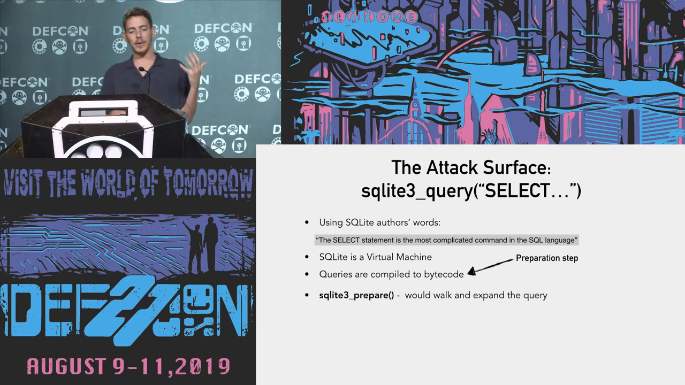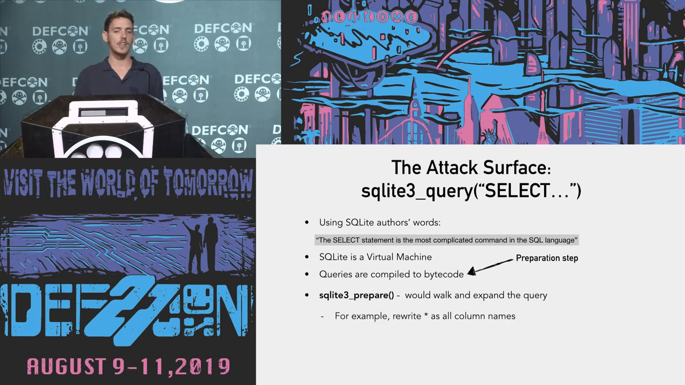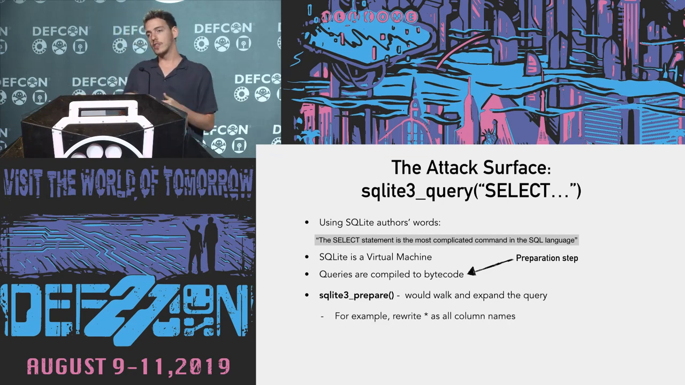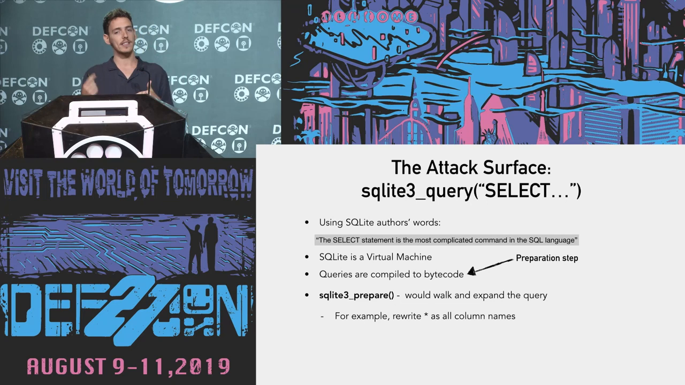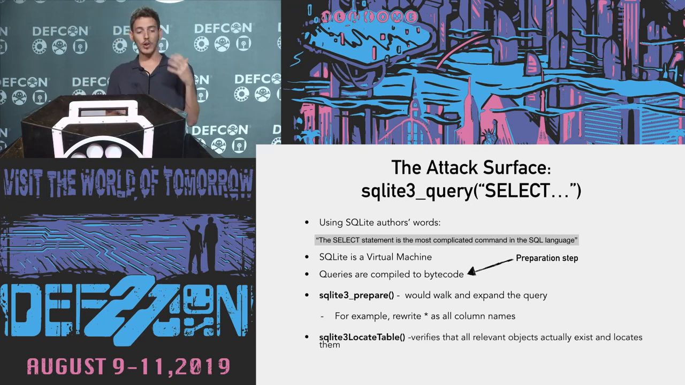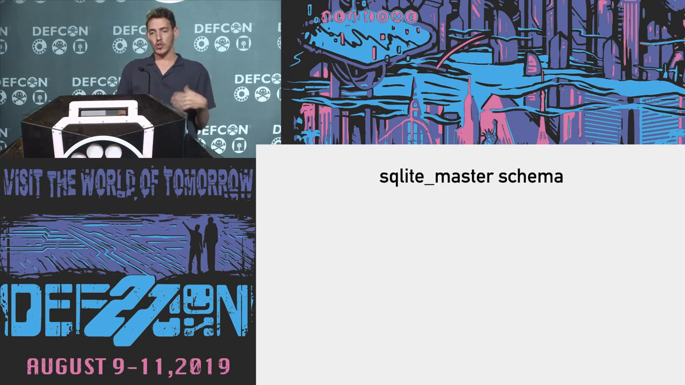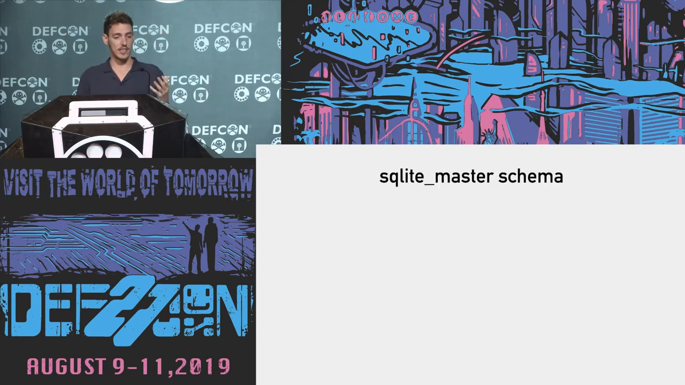So SQLite Prepare would actually walk and expand your query. For example, every time you write an asterisk, it goes behind your back and replaces this asterisk with all the column names. So SQLite locate table actually verifies that all the relevant objects do exist and locates them in memory. So where do these objects exist?